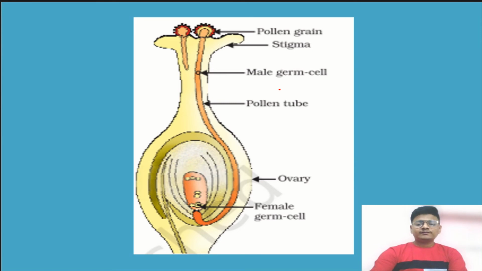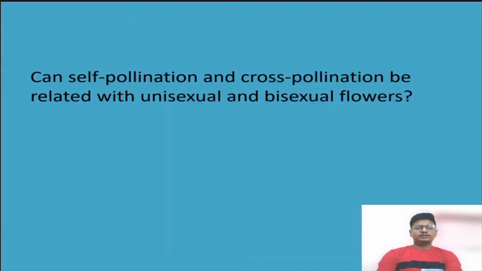Now there is a very interesting question for you all. Can self-pollination and cross-pollination be related with unisexual or bisexual flowers? Yes, both types of pollination can be related to unisexual and bisexual flowers. How it is happening, you have to think of this and write it down in your comment box.